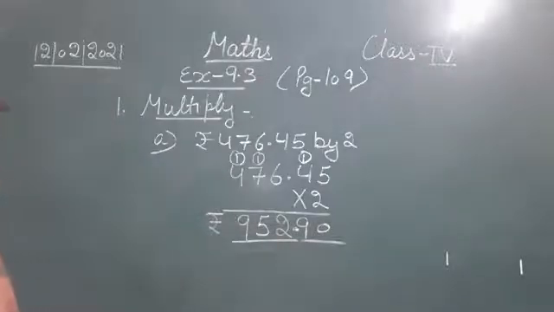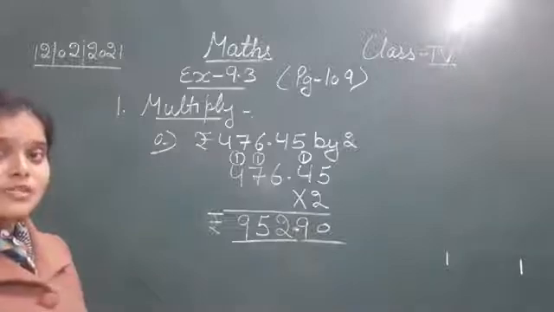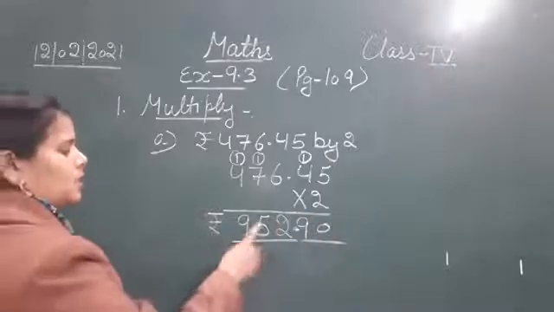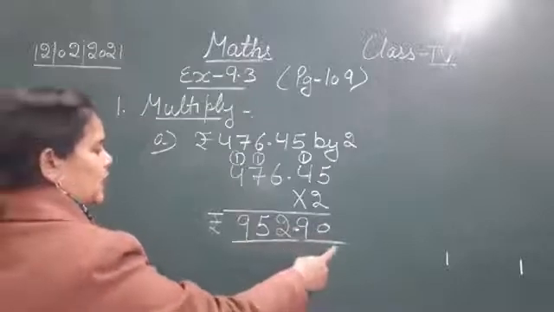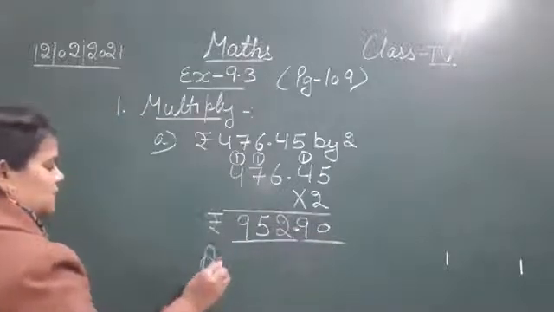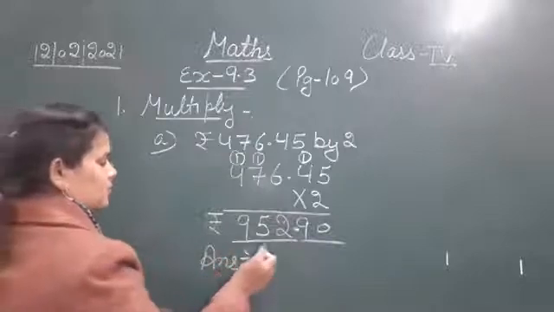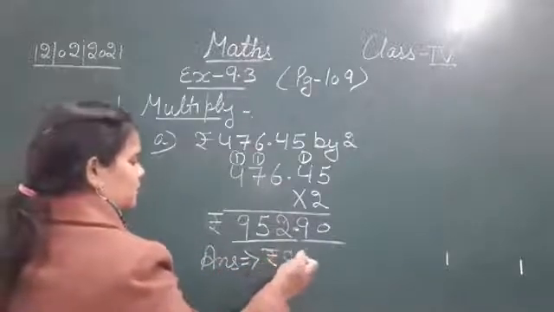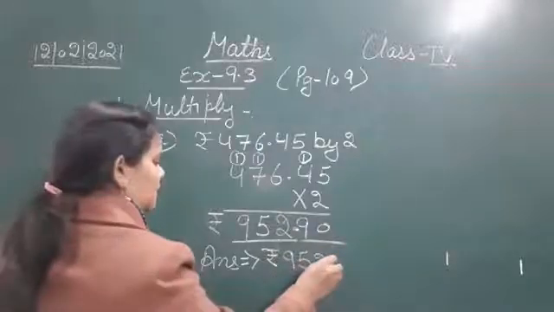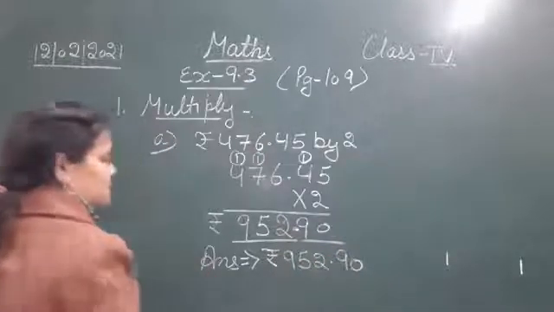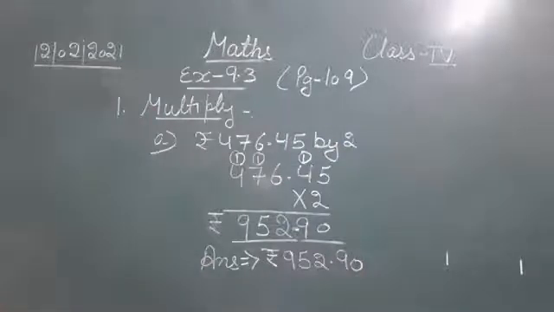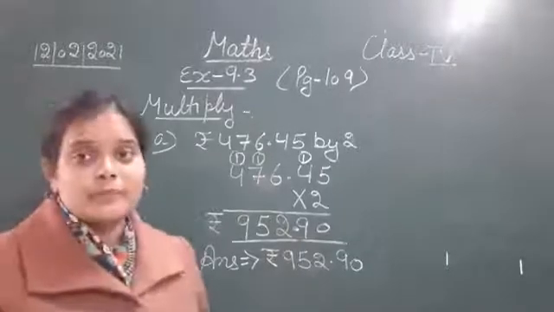That means after multiplying 476 rupees 45 paise by 2, we got the answer, that is now 952 rupees and 90 paise. Okay, so this is the amount that you have got after multiplying 476 rupees 45 paise with 2. Clear? So that means you will do just simple multiplication.